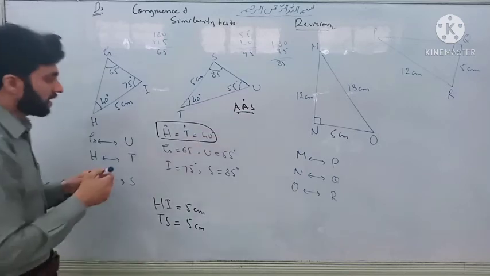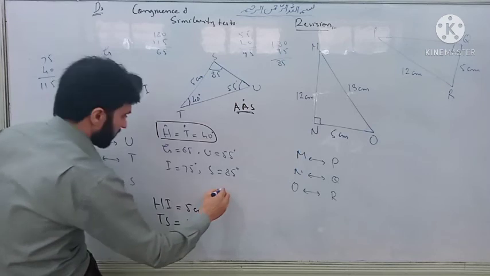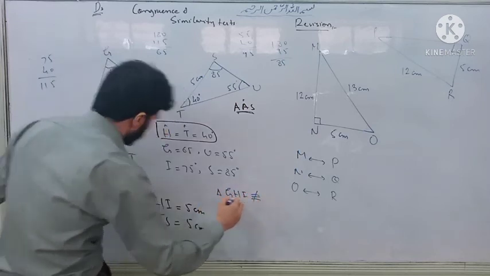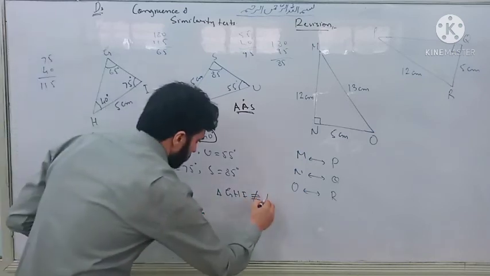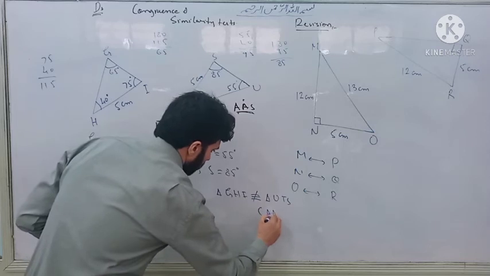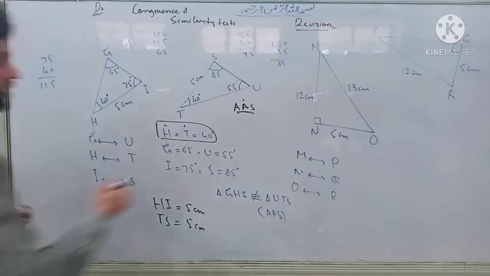So you can write down that triangle GHI is not congruent to triangle UTS by the help of the AAS test, right? So now move towards the second question.